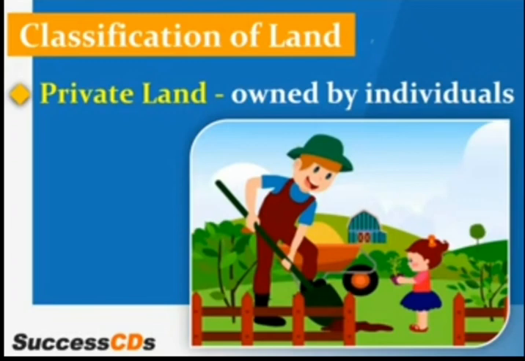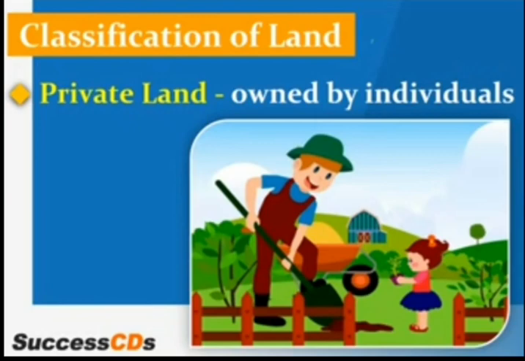Classification of land. Land can also be classified on the basis of ownership as private land and community land. Yes, it can be classified on the basis of ownership. If we classify land on the basis of ownership, it can be classified as private and community land. First, we will talk about the private land. As you can see, owned by individual. Private land is owned by an individual or family member and is used for personal purposes.